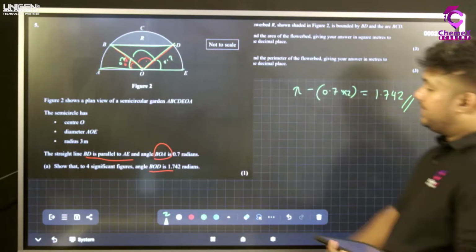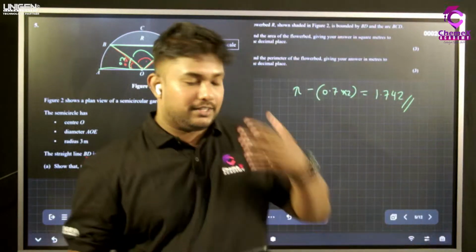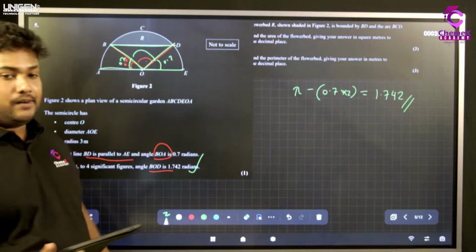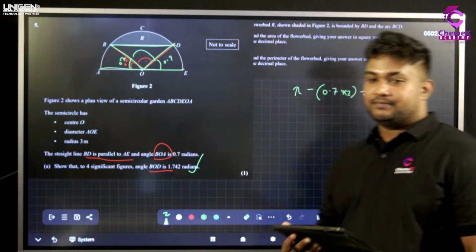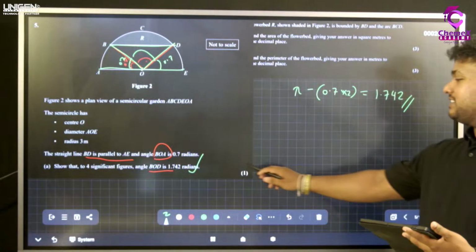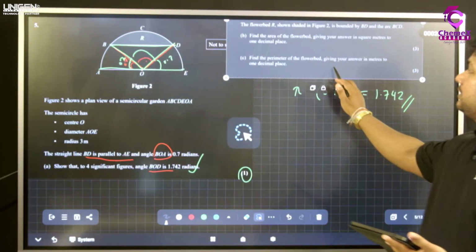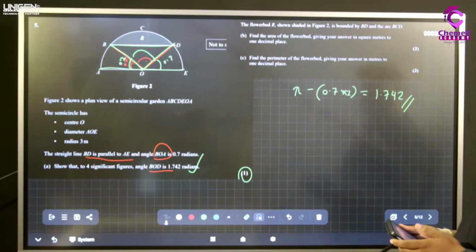So we got actually the same answer. Vivek, you have any questions? How I got 1.742? No, sir. Aman? No? So shall I move on to the next? No, sir. That's 1 mark. Okay, let's move on to the next question. The flower bed R shown shaded in figure 2 is bounded by BD and arc BCD.